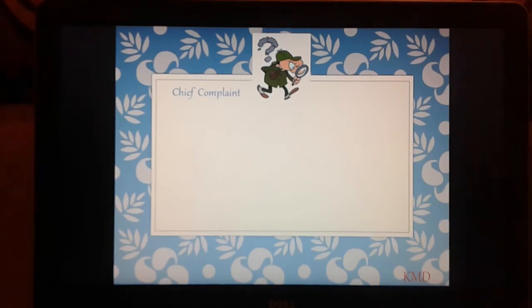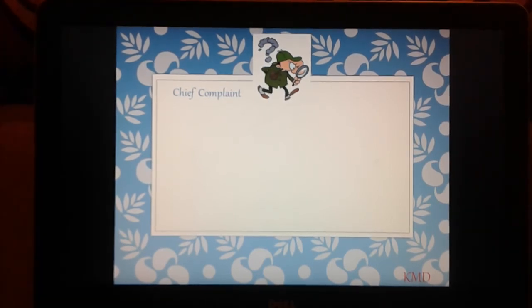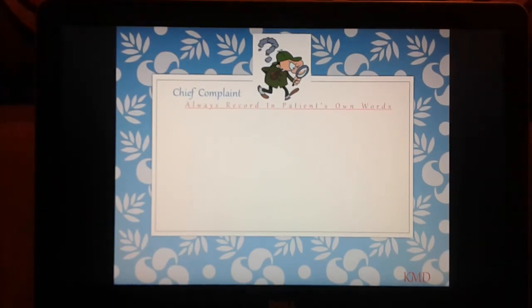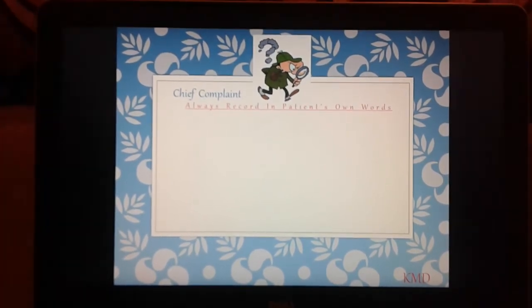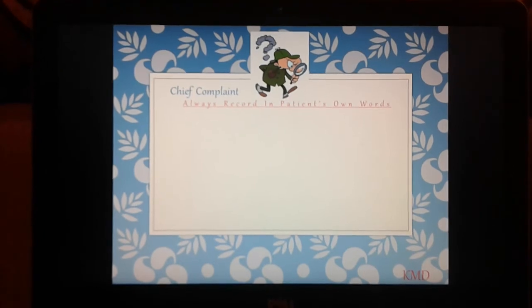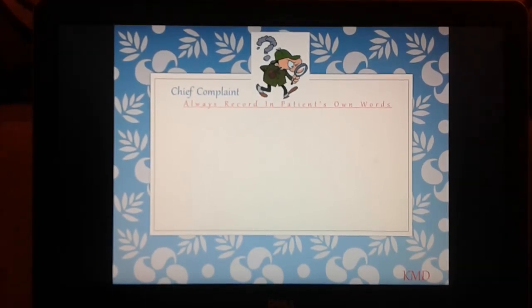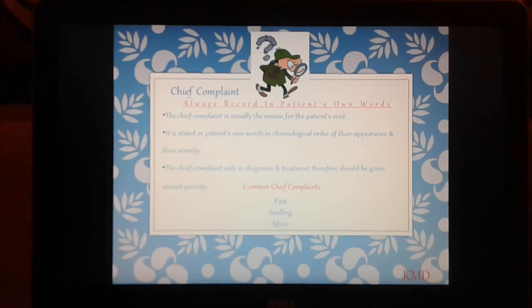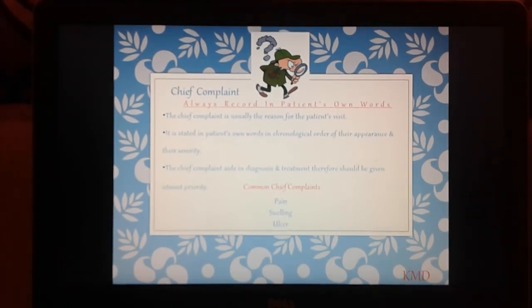Moving ahead to the chief complaint. The chief complaint is usually the reason for the patient's visit to the clinic. It always has to be recorded in the patient's own words, and it is stated in chronological order of their appearances and their severity. The chief complaint aids in diagnosis and treatment, therefore should be given the utmost priority in the case history taking.